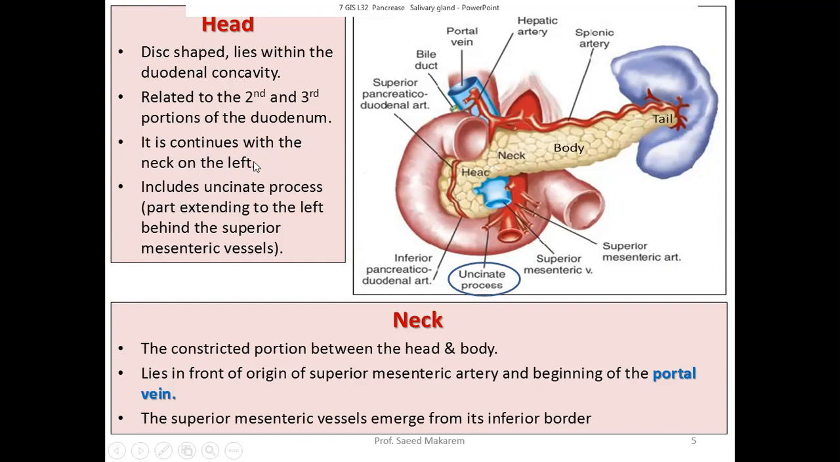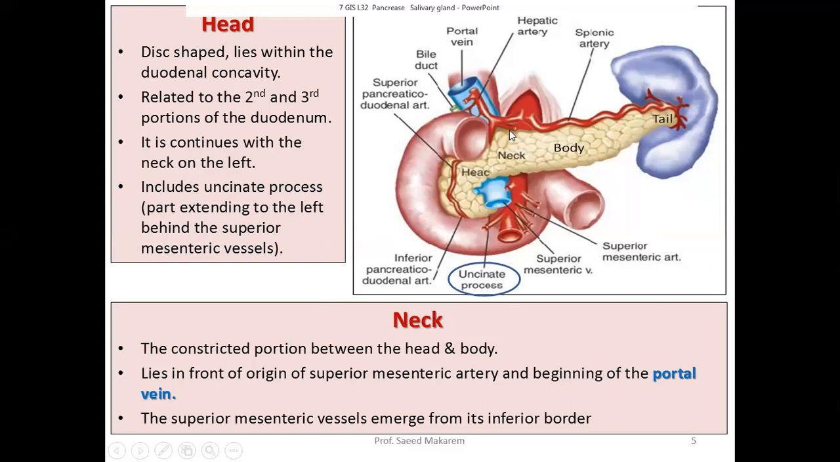The head includes the uncinate process. If you see an extension coming from that, this whole thing is the head. Below that part, this part is called the uncinate process. So the head includes the uncinate process, extending to the left behind the superior mesenteric vessels. If you see here, this is the superior mesenteric artery, and this is the superior mesenteric vein. Just behind that, a part extends from the head, that is called the uncinate process.